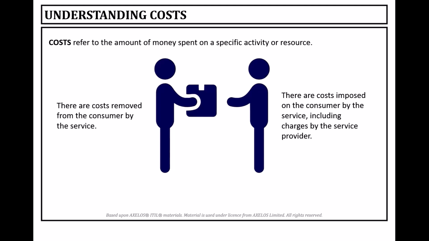From the perspective of a service consumer, there are two types of cost involved in a service relationship. Cost removed from the consumer by the service, which is part of the value proposition. This may include cost of staff, technology, and other resources which the consumer doesn't need to provide. And then there's cost imposed on the consumer by the service, the cost of service consumption.